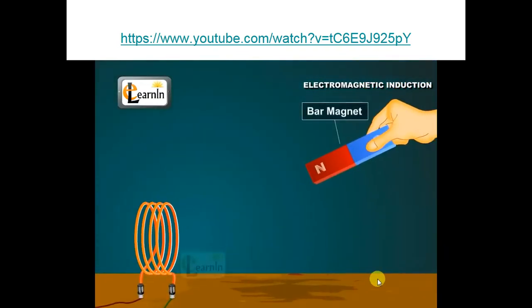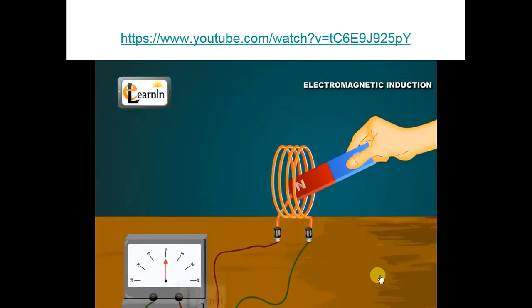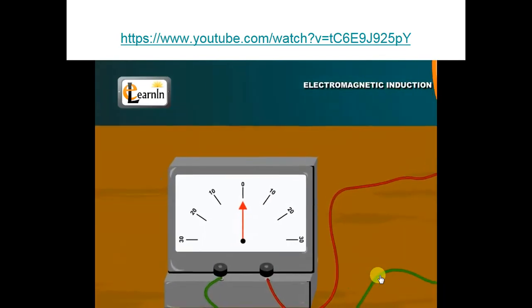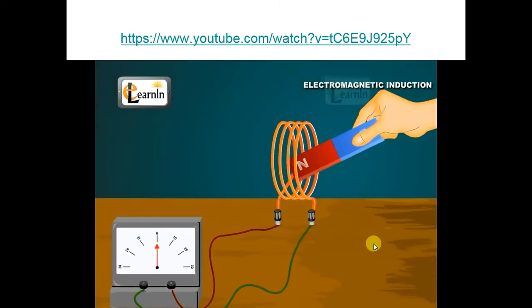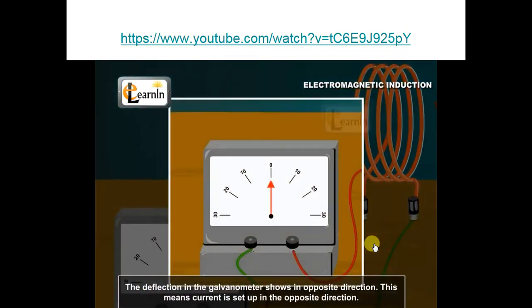Take a bar magnet NS and move it swiftly towards the coil with its north pole facing the coil. You will observe a deflection in the galvanometer when the magnet is moving. The deflection indicates that current is set up in the coil. Now, move the magnet away from the coil. The galvanometer shows again a deflection, but in the opposite direction. This means current is set up in the opposite direction.